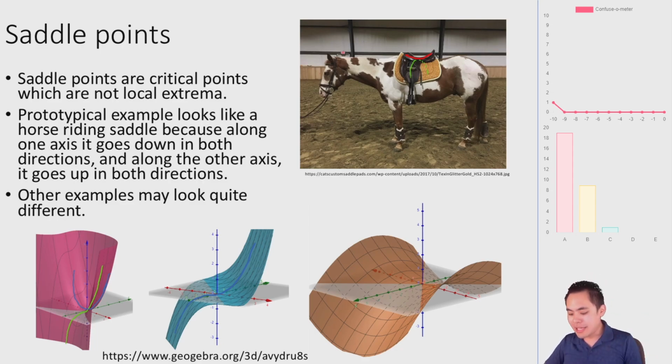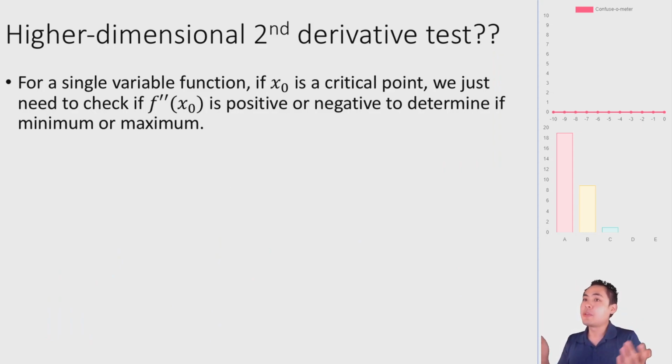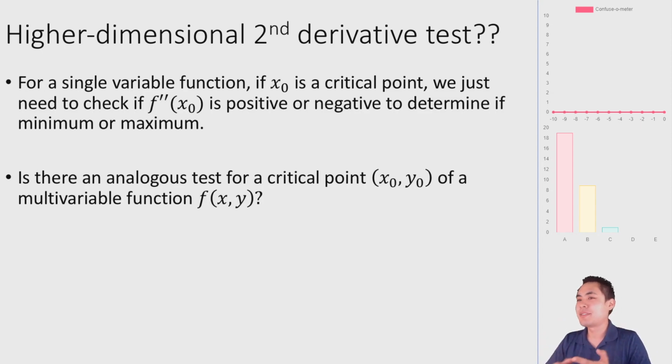Okay, so now that we have this, the question is, we have this equivalent of a higher dimensional first derivative test, right? We can find the critical points by just setting both of the partial derivatives equal to 0. What about a higher dimensional second derivative test? For a single variable function, if something is a critical point, we just check if the second derivative is positive or negative to determine if it's a minimum or maximum. Is there an analogous test for a critical point of a multivariable function? And of course the answer is yes, or we wouldn't be having this class. But it's actually non-trivial to decide what the test ought to be.